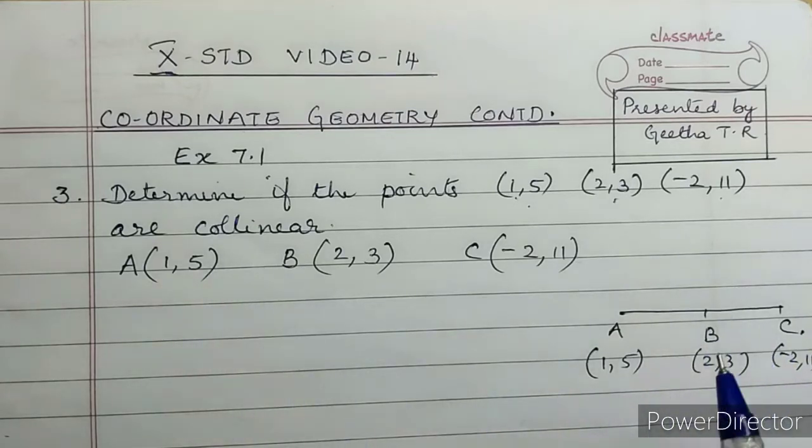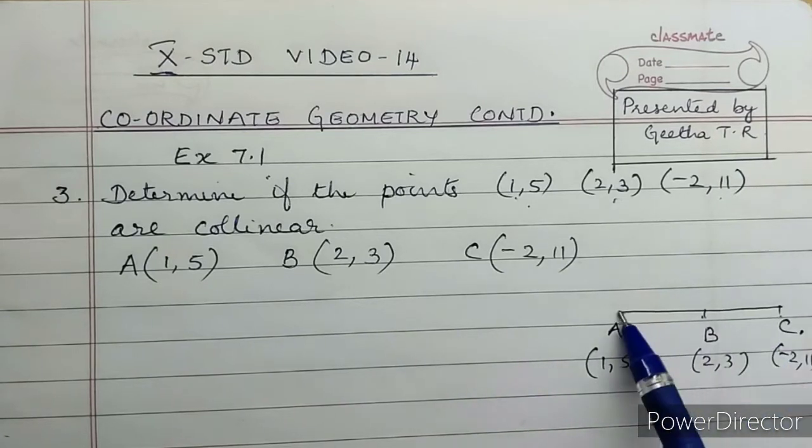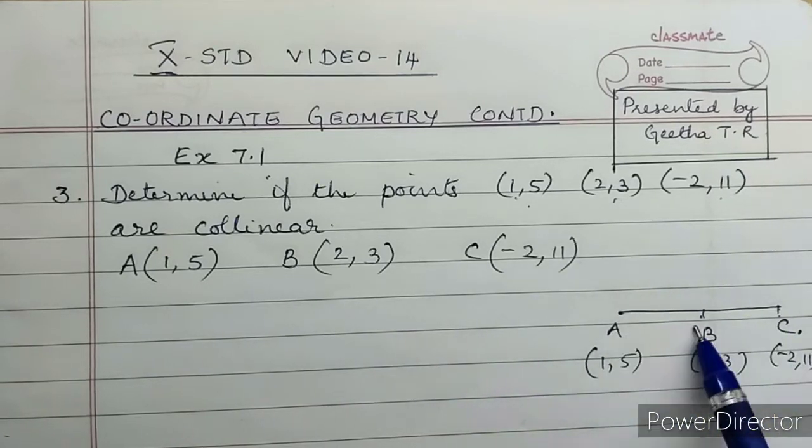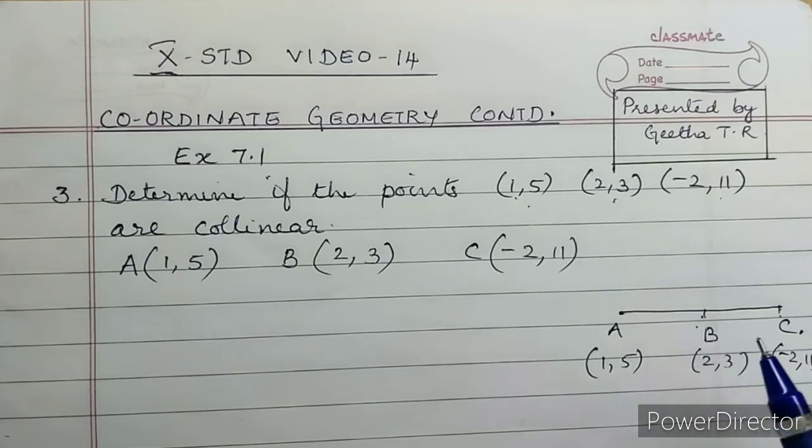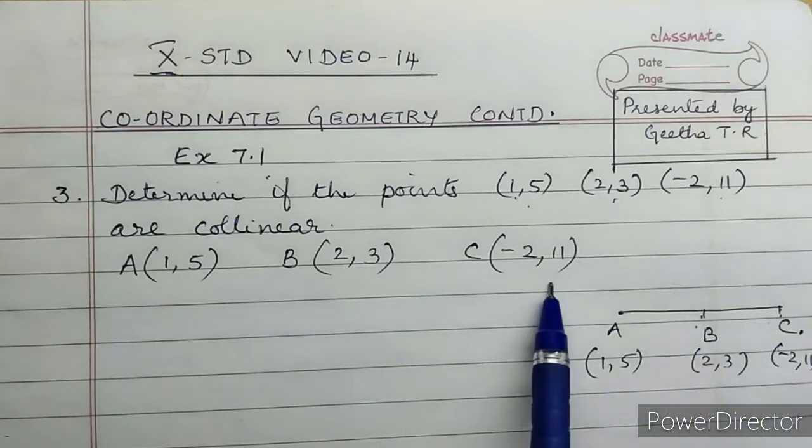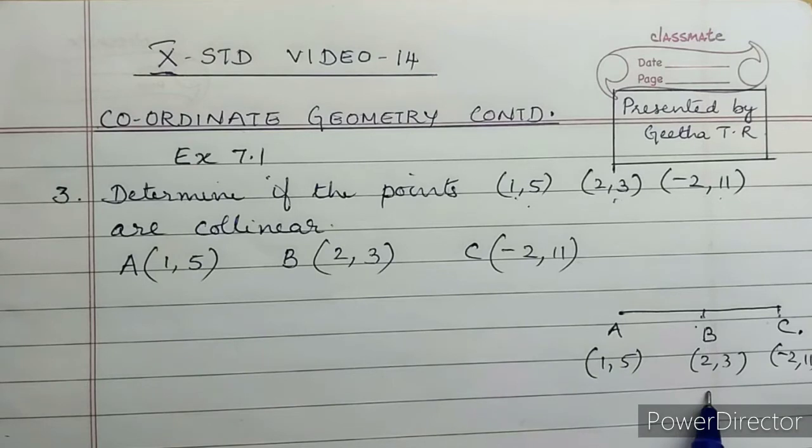So how to prove that they are collinear? If they are collinear, AB plus BC will be AC. So the AB distance you can find using the distance formula, the BC distance also, and the AC distance also. Then you have to check whether AB plus BC is equal to AC or not. If it is equal, then you can say that these 3 points are collinear. If they are not equal, you can conclude that they are non-collinear points. So we will see that first.